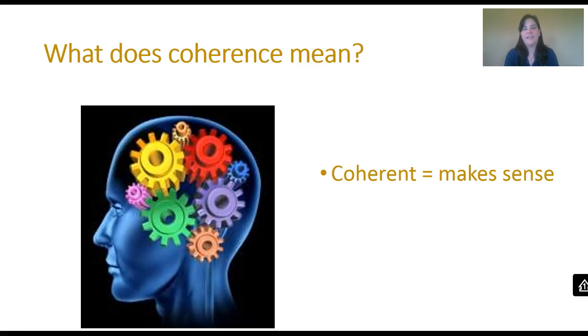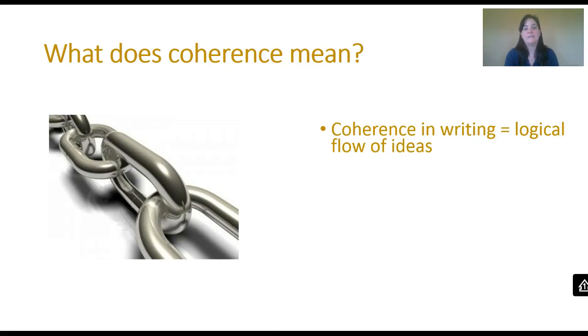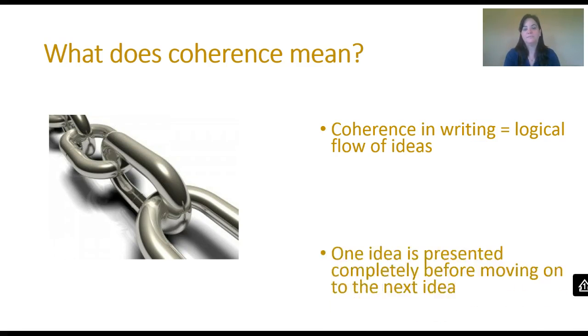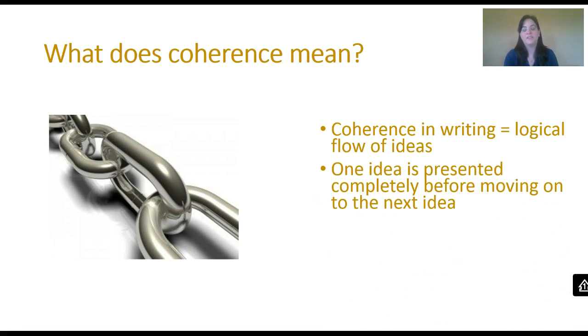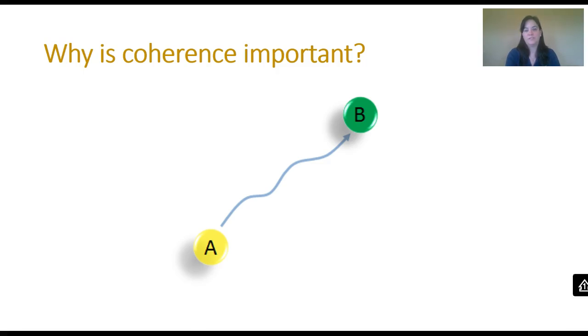Let's begin by defining coherence. What does coherence mean? Think of the other ways you've heard this word. When someone is speaking coherently, it just means that they're making sense. Coherence in writing means the same thing. It just means that you're presenting your ideas logically. One idea is presented completely before you move on to the next idea, so you avoid bouncing around from idea to idea.